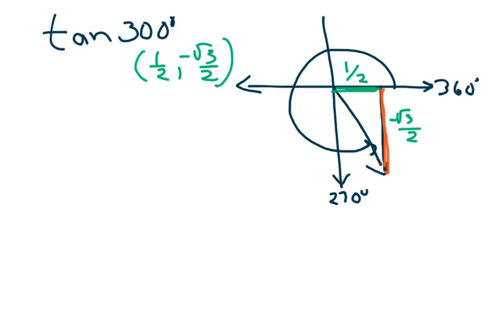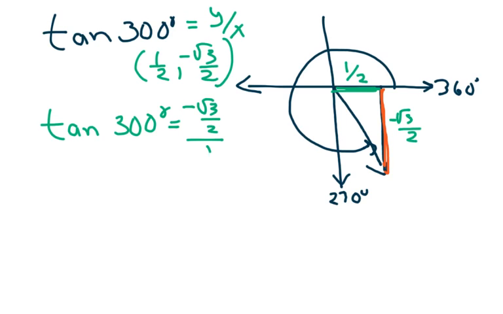And we know tan equals y over x. So tan of 300 degrees equals y over x, which is negative root 3 over 2 divided by 1/2. The 2's will cancel here, and you get negative root 3. Okay, let's try some in radians. So in radians, let's try another tangent one. Let's try tangent of 5 pi over 4.